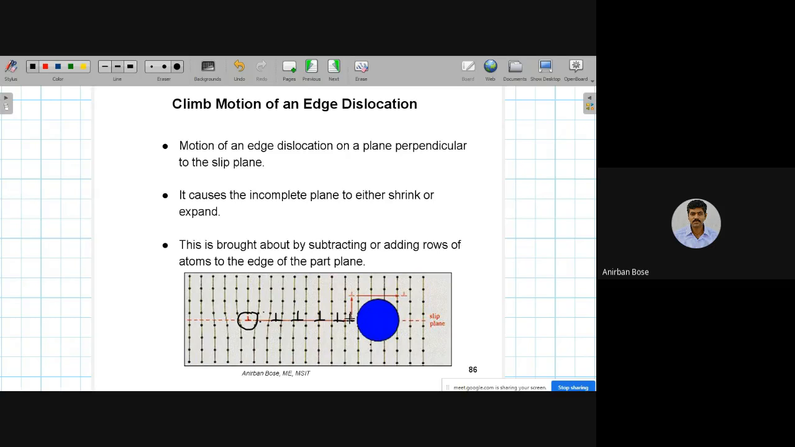So to avoid this slip plane, because this slip plane is interrupted by this second phase particle maybe. In that case, what happens is it is possible that here the part plane is there, then somehow this part plane will lose some set of atoms. Let us consider this set of atoms.